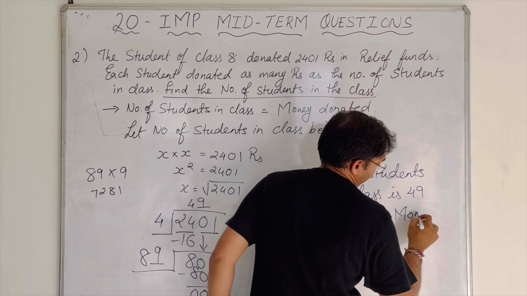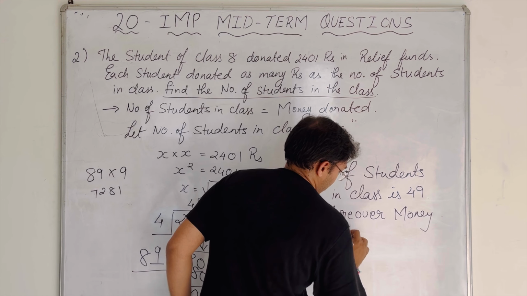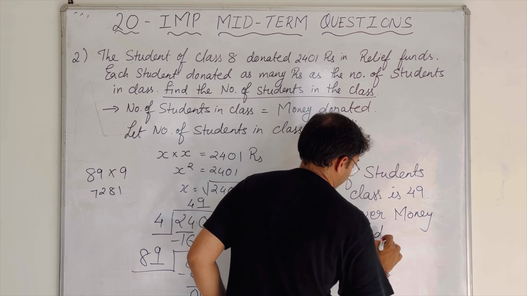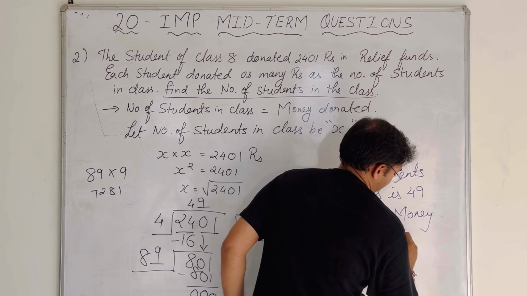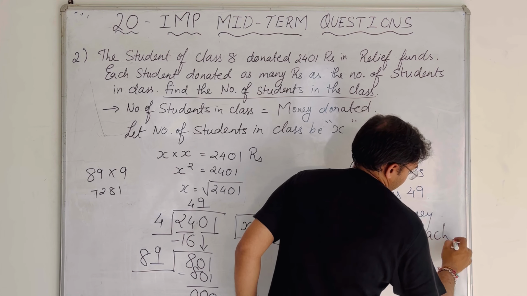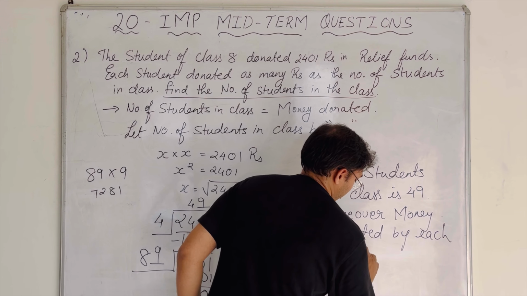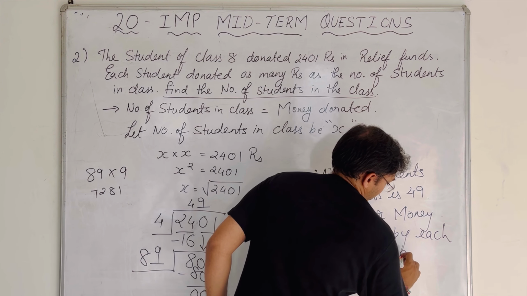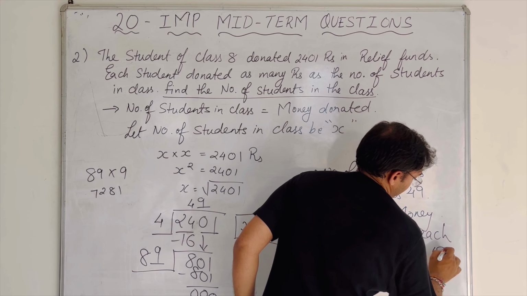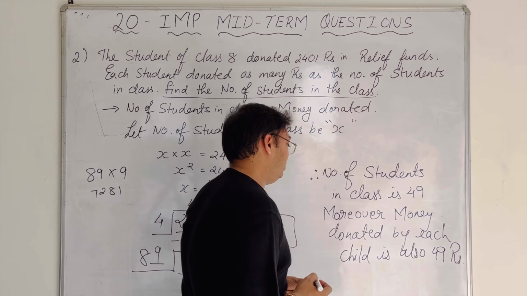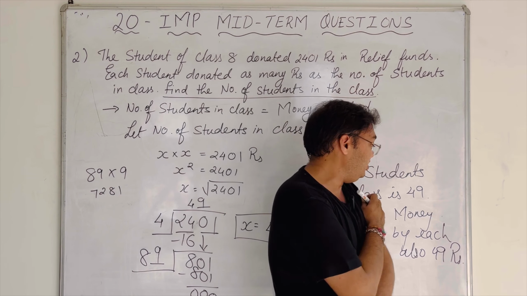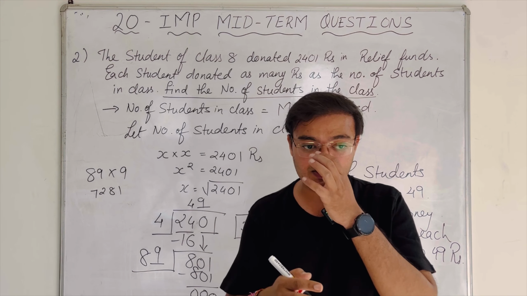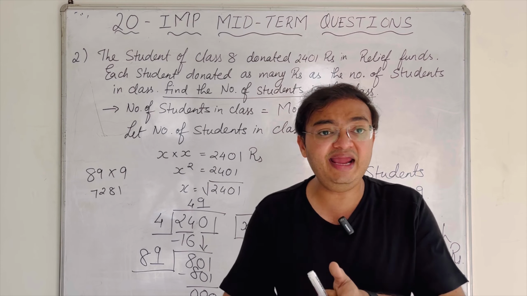Moreover, the money donated by each child is also 49 rupees. Why have I written this? Because the number of students in the class is equal to the amount of money donated by each of them.